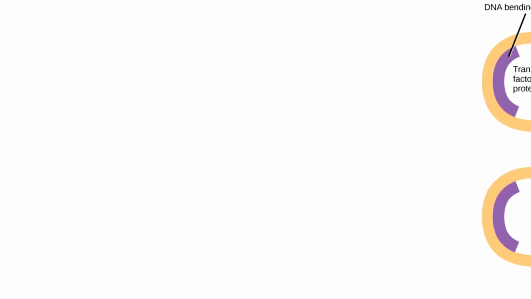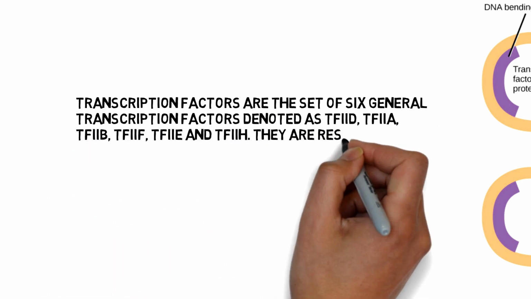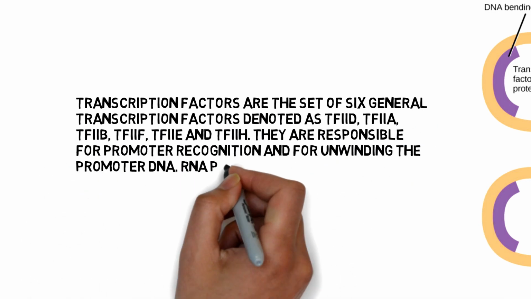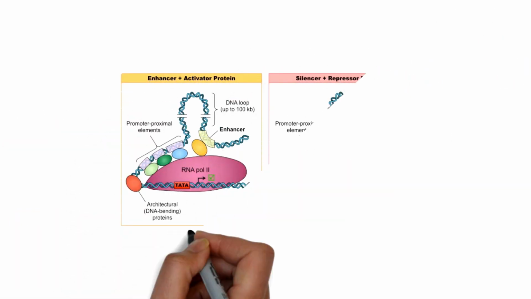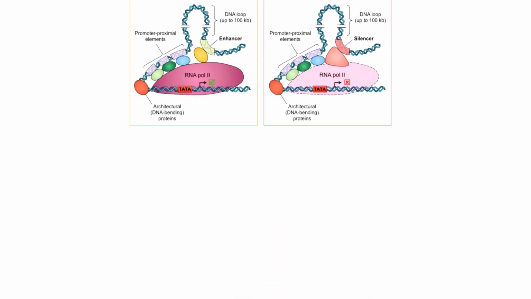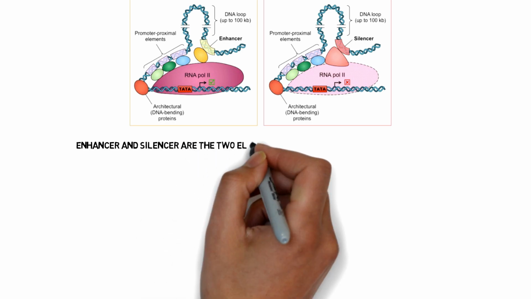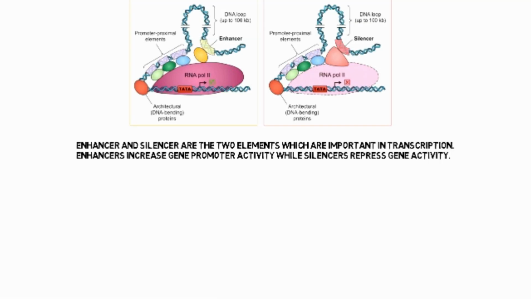There are six general transcription factors denoted as TFIID, TFIIA, TFIIB, TFIIF, TFIIE, and TFIIH. They are responsible for promoter recognition and for unwinding the promoter DNA. Enhancer and silencer are the two elements which are important in transcription. Enhancers increase gene promoter activity, while silencers repress gene activity.